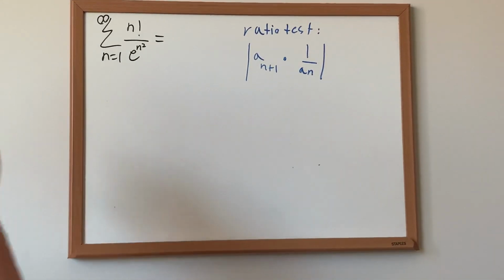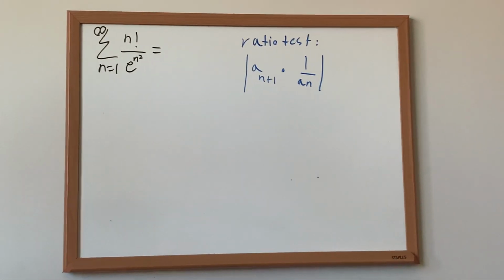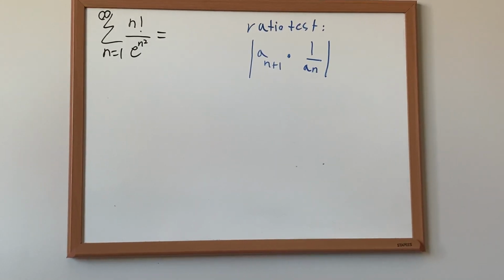Today I want to teach you how to find if a series converges or diverges by the ratio test. So you have a series from n equals 1 to infinity of n factorial over e to the power of n squared.